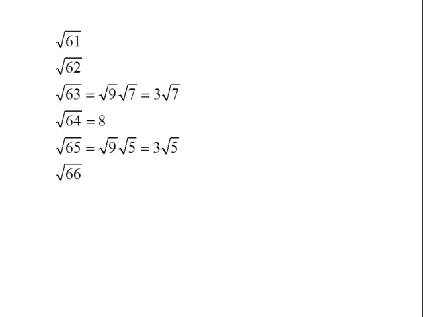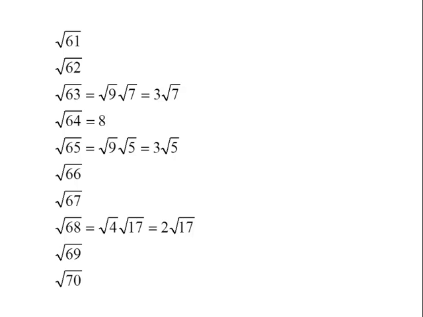66 is 2 times 3 times 11, no perfect square factors. 67 is prime. 68 has 4 as a factor, so this becomes 2 radical 17. 69 is 3 times 23, no perfect square factors. 70 is 2 times 5 times 7, no perfect square factors. 71 is prime. 72 has a perfect square factor, 36.